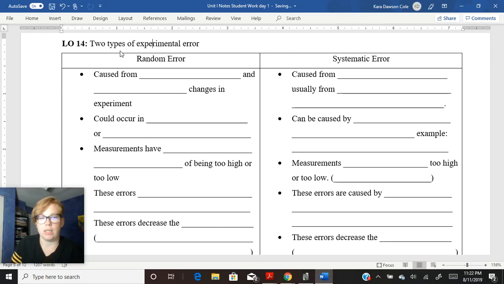Learning objective 14 is to differentiate between the two types of experimental error. So you've got random error and then you have systematic error. Random error is caused from unknown and unpredictable changes in the experiment. This could occur in the instrument itself, or environmental conditions.